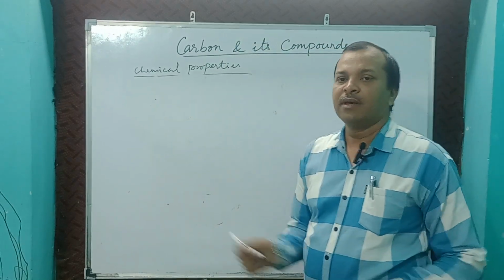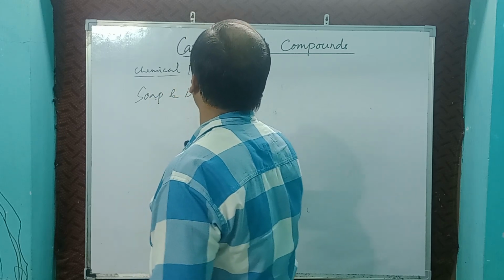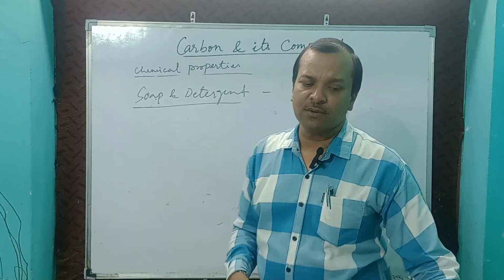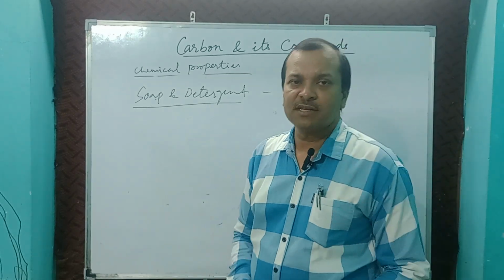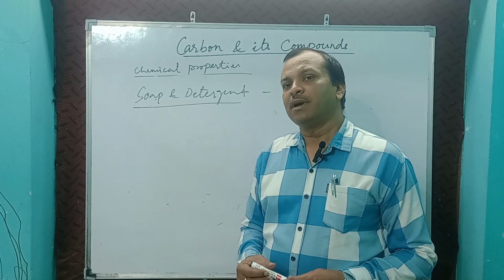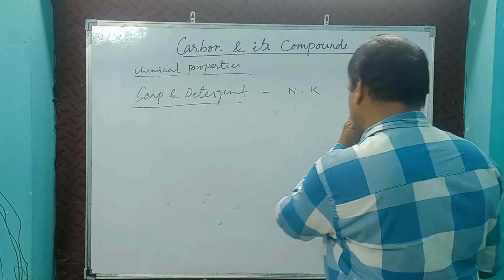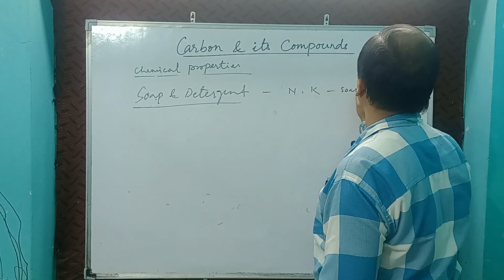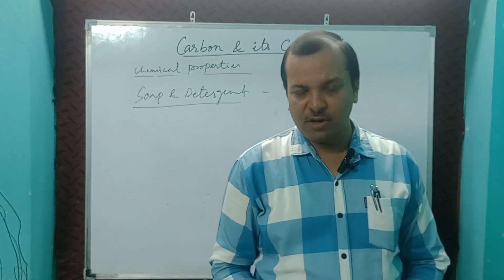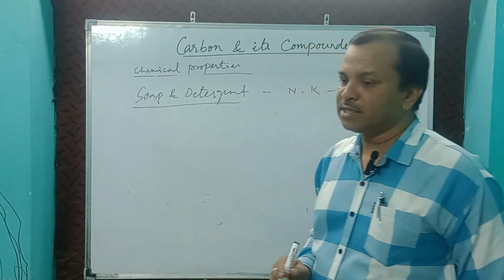Let us discuss soap and detergent. Actually, as already discussed, the saponification reaction is used in preparing soap. Here sodium and potassium salts are used while preparing soap. And in detergent it is a little bit different: we use ammonium or sulfonate salts. That is the basic difference between soap and detergent.